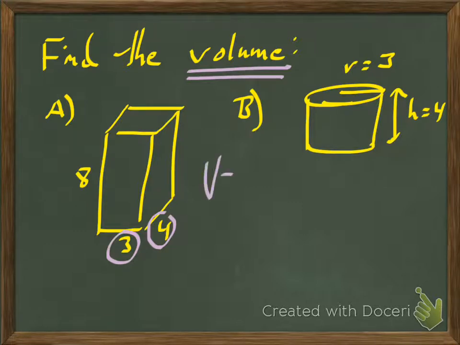Remember to start with the formula. The volume equals capital B times H. As soon as you have your answer, make sure you put your units in. So what do you want to measure in? Pick a unit. Centimeters. Okay, we'll use centimeters for the box, and Graham, pick a unit for the cylinder. Inches. Okay, so the cylinder is in inches and the box is in centimeters. Okay, pause the video, find the volume, come back and see us.